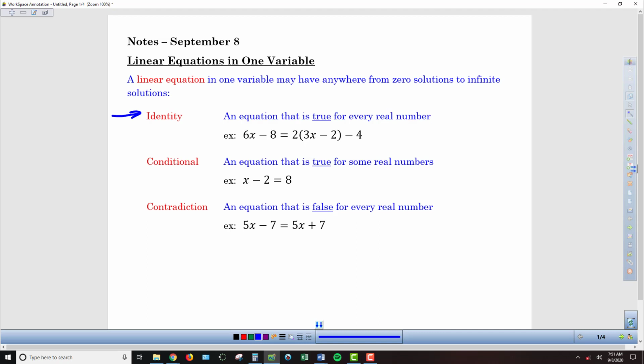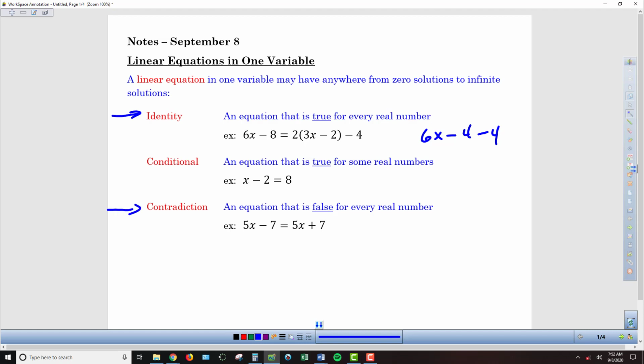each other. We can see in the example here we have 6x minus 8 on the left. If we distribute, we're going to get 6x minus 4, which is going to clean up into 6x minus 8 on the right-hand side. And so what we can see is that it doesn't matter what we plug in for x, the two sides are going to be equal to each other. So an identity equation is one that's true for every real number. It doesn't matter if I plug in positive, negative, zero, fractions, decimals, rational, irrational, it's going to be true for everything. So that's the first circumstance.